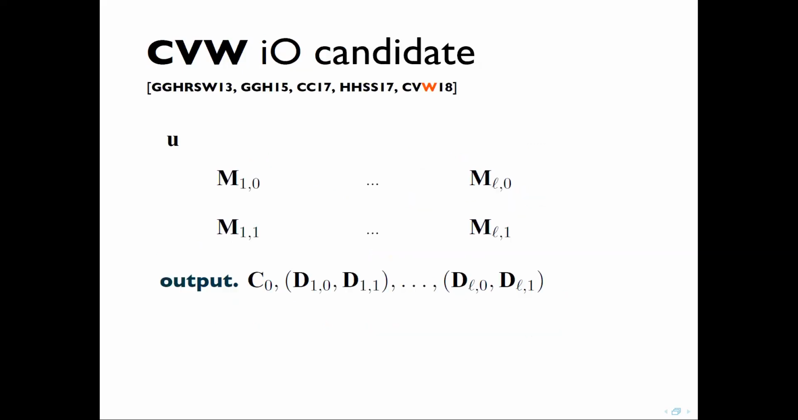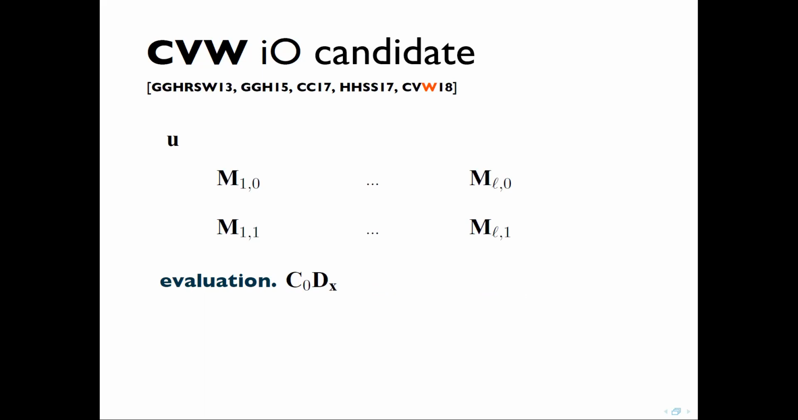Let me now tell you about the CVW obfuscation scheme for such branching programs. The scheme takes a simple branching program and outputs a matrix C0 and L pairs of matrices D_{i,b}, where C0 corresponds informally to an encoding of U, and the D matrices correspond to so-called encodings of the M matrices. In fact, the CVW candidate is based on the GGH15 multilinear encodings. When we evaluate the obfuscated program, we take a subset product of these D matrices, multiply by C0, and then do some additional checks.